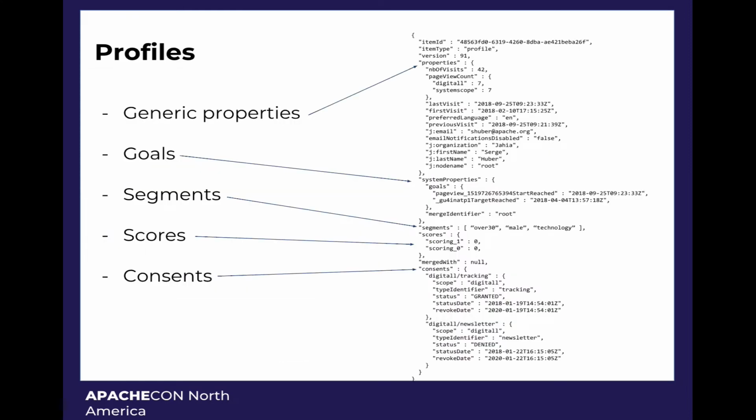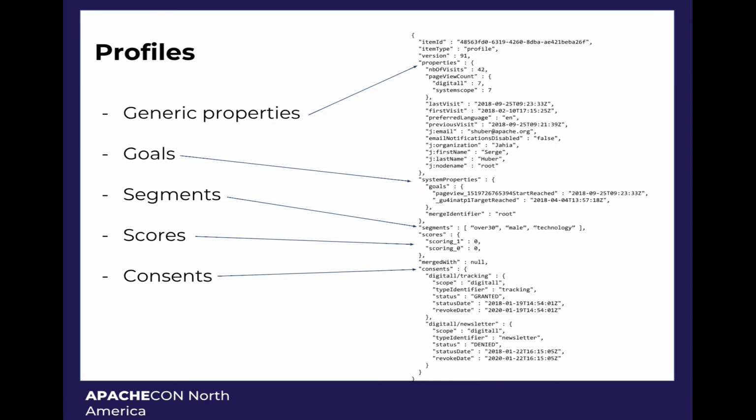So I want to give you quickly a view of what we have in an example profile here. We have generic properties like the last name, the first name, the last visit, the first visit, preferred language, and stuff like that. Goals that the profile might have reached or is in the process of reaching. A goal is basically, we define a start point and an end point. For example, the start point is he has seen the About Us page, and the end goal is he's downloaded a PDF or something.